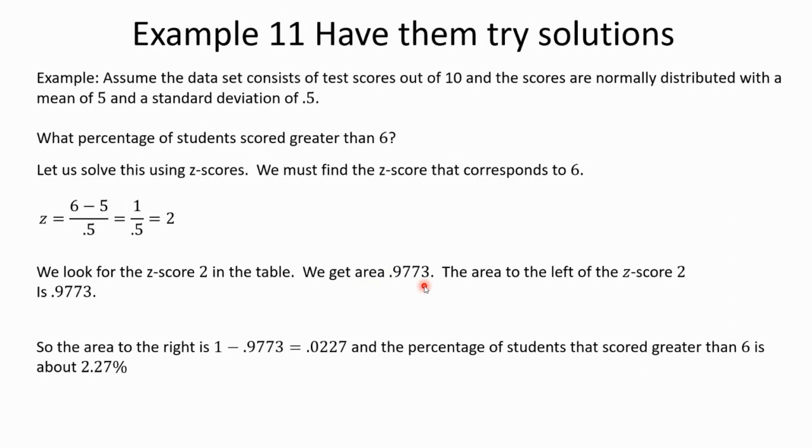So that means the area to the left of that z-score, less than it, is 0.9773. We want the area greater than it, to the right. So we do 1 minus that, and we get this. So in this case, the percentage of data values greater than 6 is about 2.27%. Remember, you have to convert the area to a percent. We want the percentage, that's what we're looking for.